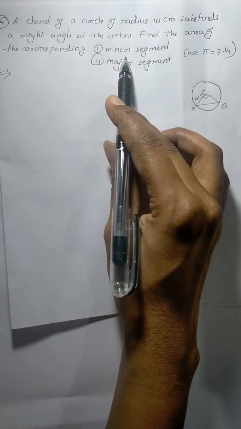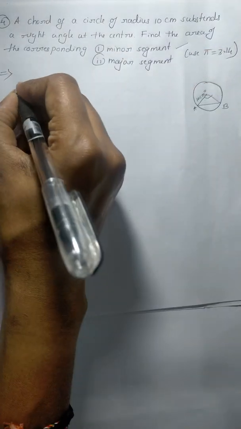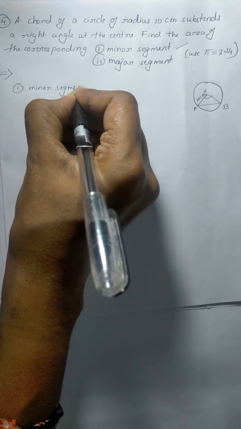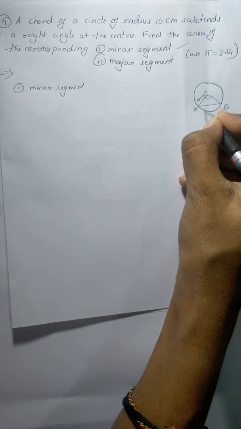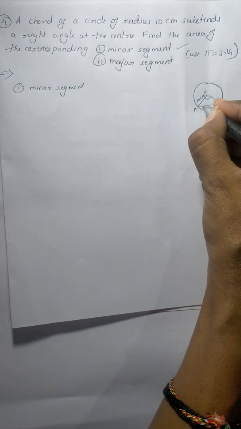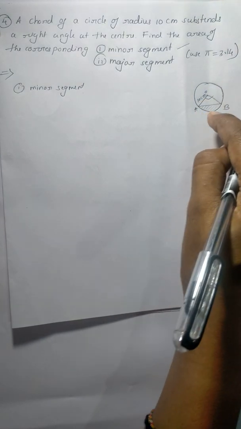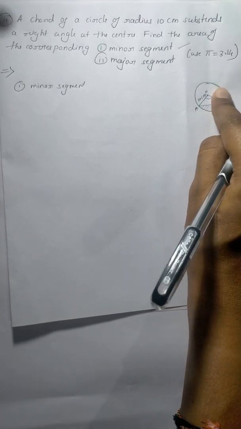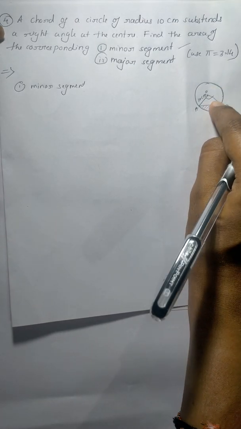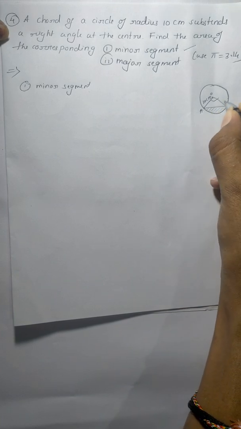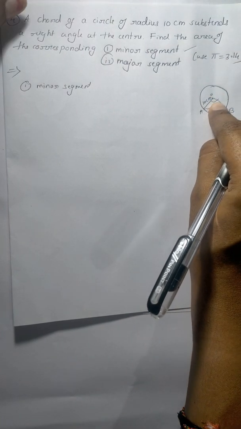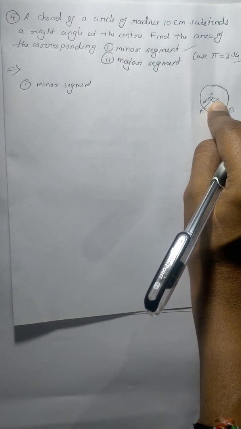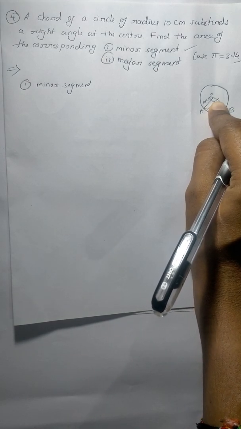Find the area of the corresponding minor segment. So we'll first solve for the minor segment. What do you mean by minor segment? Whenever the chord and the curved arc form an area, that is called a minor segment. Now to find the minor segment, the formula we know is the area of the sector minus the area of the triangle. So using that formula we are calculating. Write the formula.